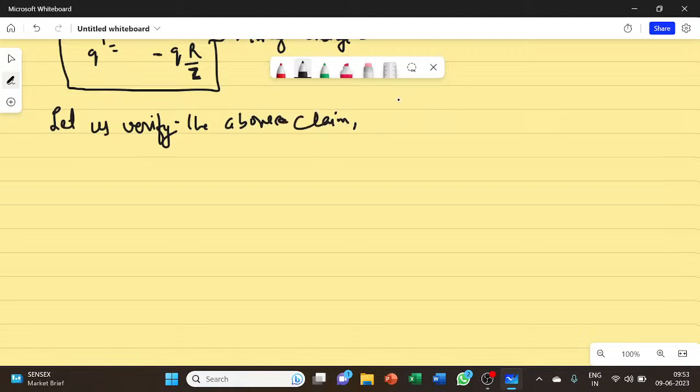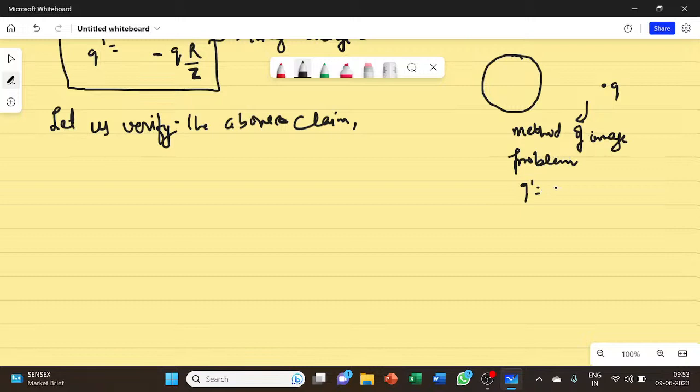That our problem of a grounded conducting sphere with the charge q placed can be replaced by an equivalent method of image problem, with the image charge equivalent to minus of q r upon z placed at a distance 0, 0, r square upon z. So let us verify whether this is true or not.